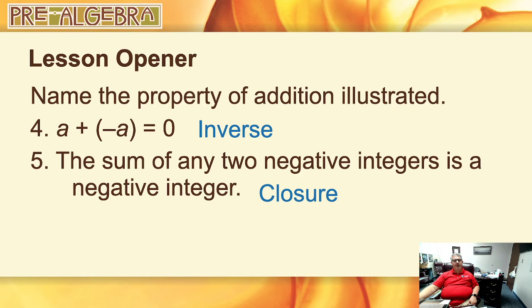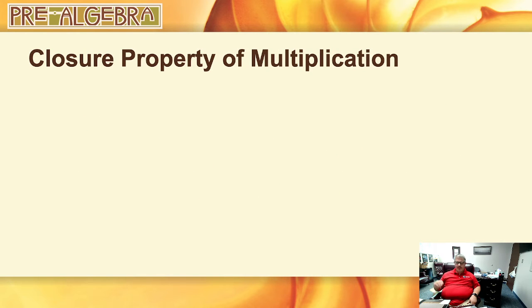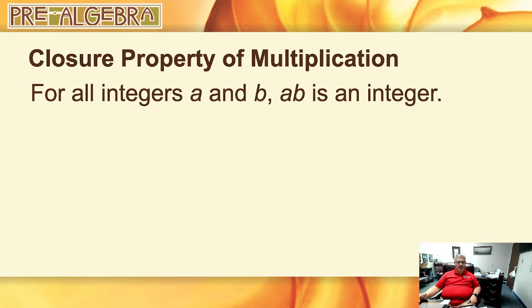All right, so now we're going to come to some notes here, things that you should take down as we talk about multiplication. Here is the closure property of multiplication. For all integers a and b, ab is an integer. So remember that ab together means multiply. We're multiplying. This is multiplication. So ab is going to be an integer.